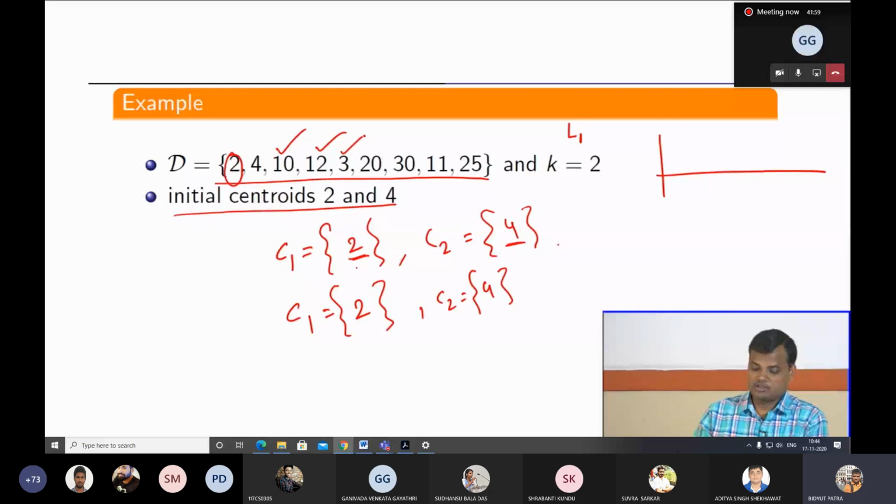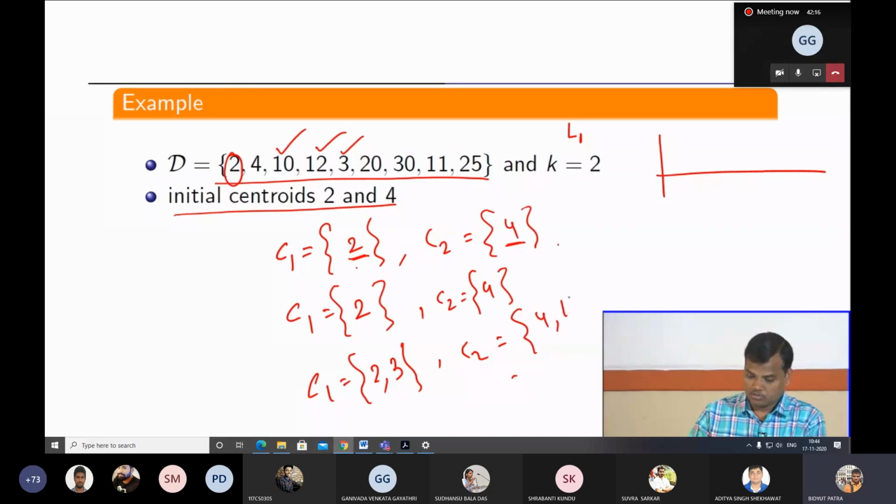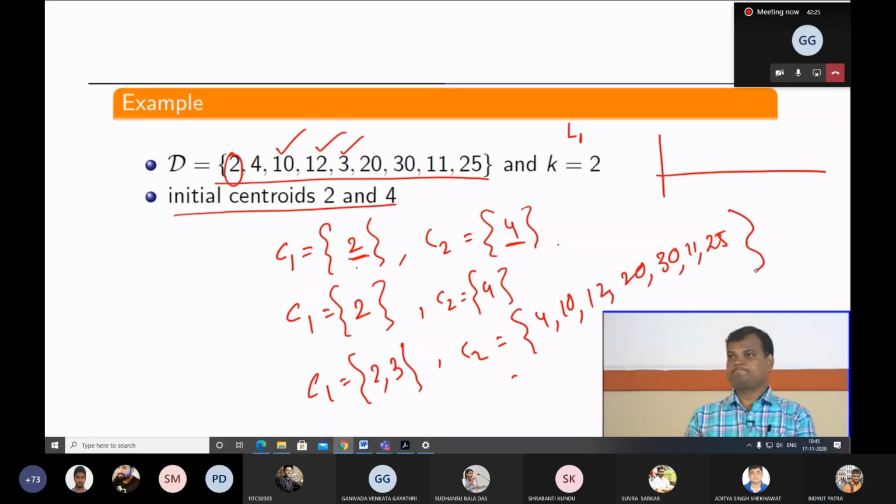Now 3: 3 minus 2 and 4 minus 3, so it is equidistant. So arbitrarily you assign it to any one of the clusters. Let's say I assign the cluster C1 as 2 and 3, whereas C2 has 4, 10, 12, 20, 30, 11 and 25.